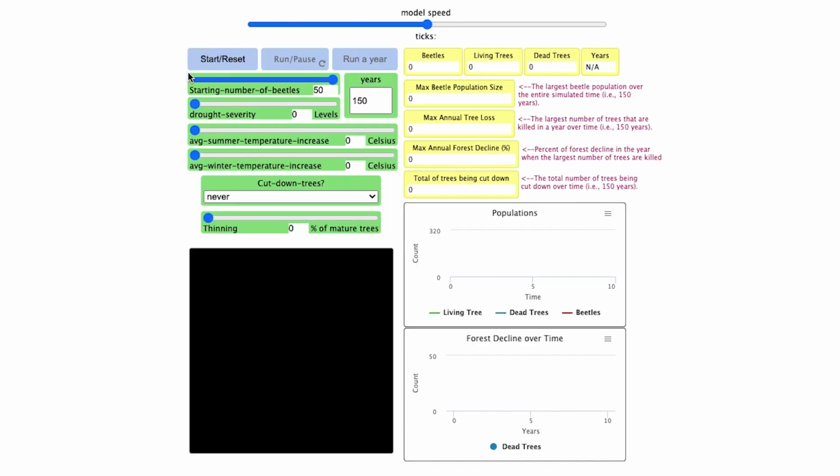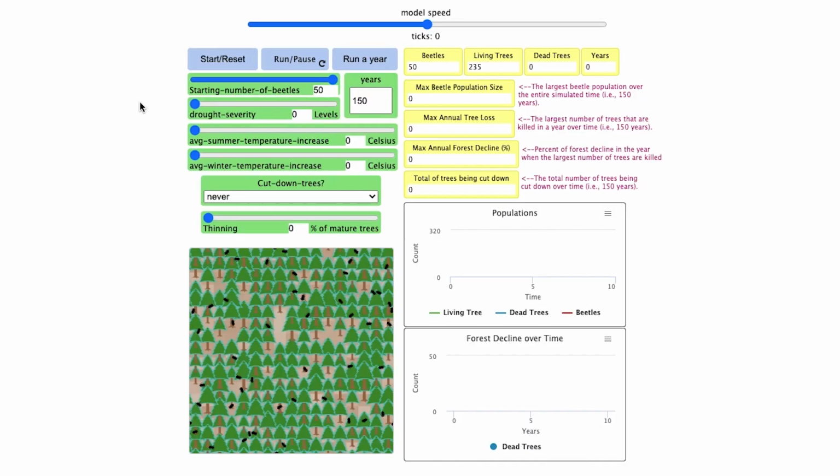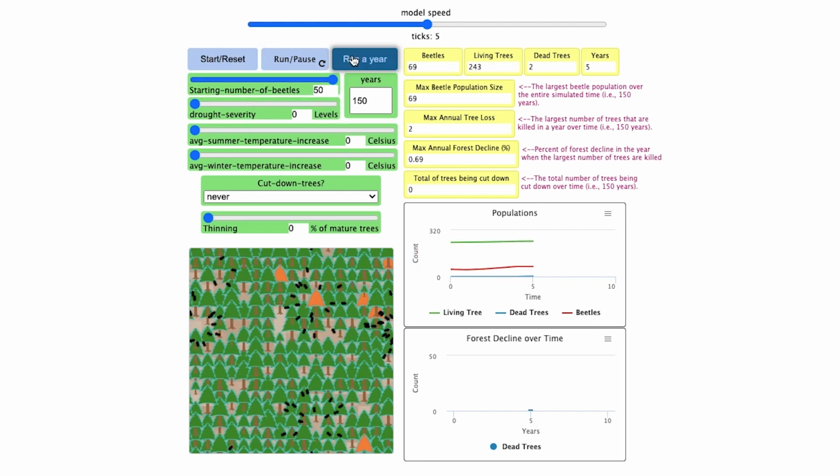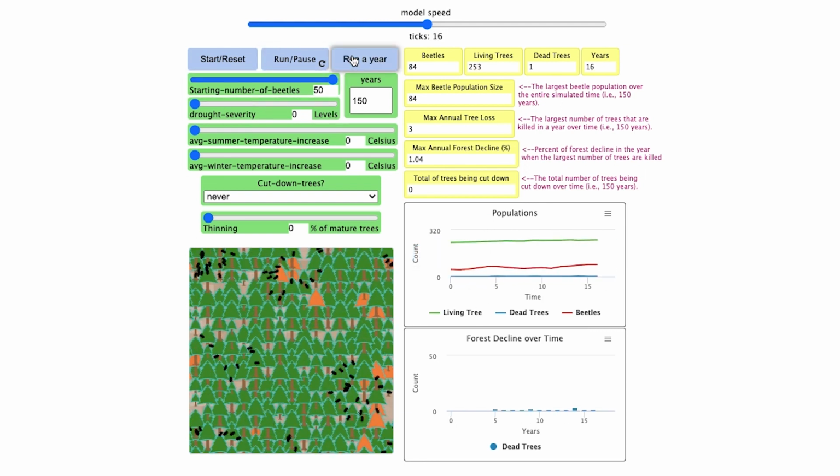Set up the model to get the starting forest and bark beetle population. You can decide the years for your investigation, adjust the starting bark beetle population size, investigate the effect of environmental factors, or test different forest management strategies. When you run the model, you can observe the system changes in the yellow monitors and graphical plots. You can run the model year by year or run it continuously.